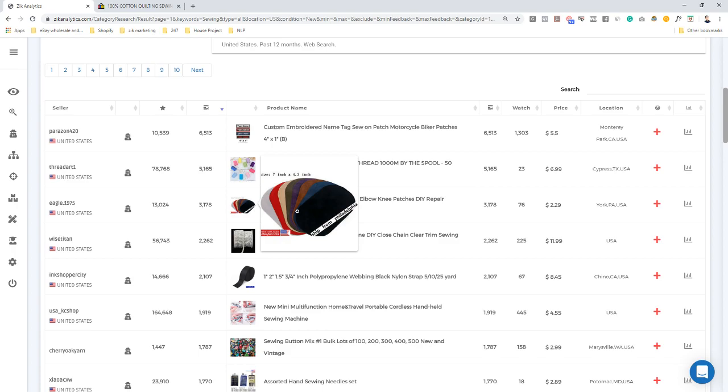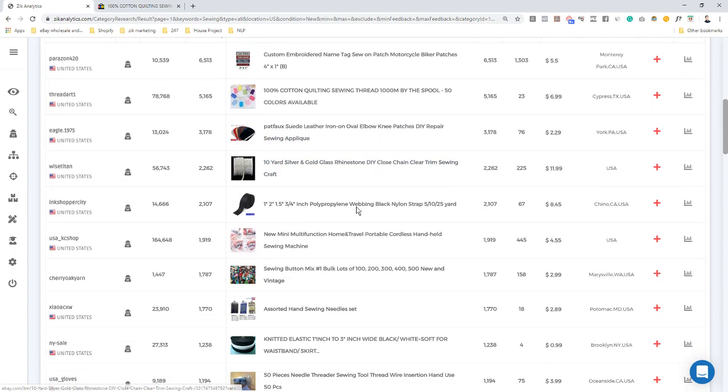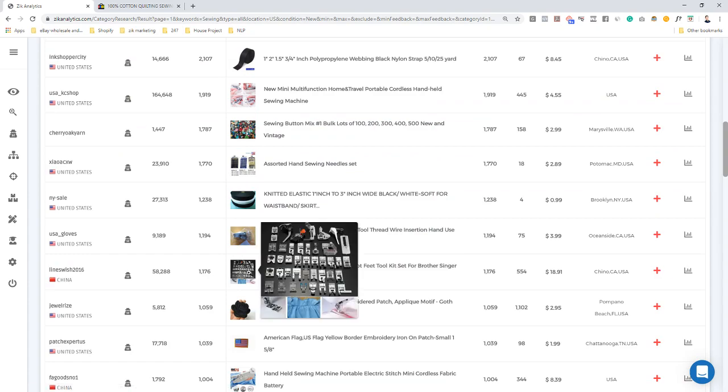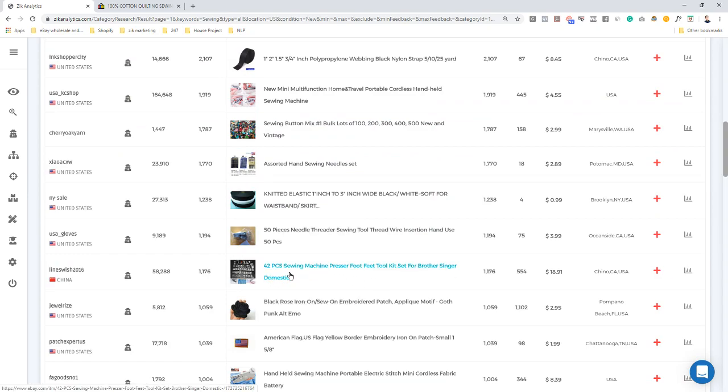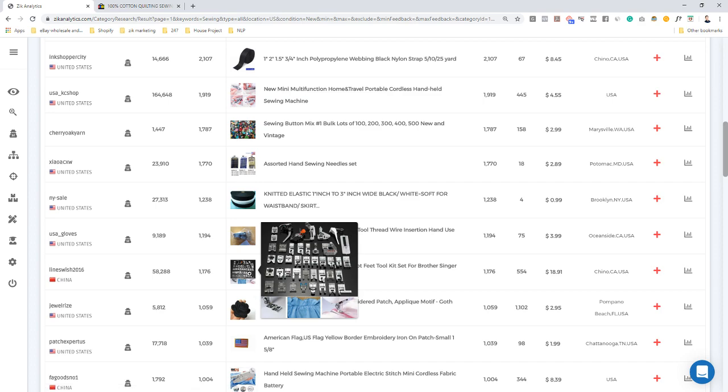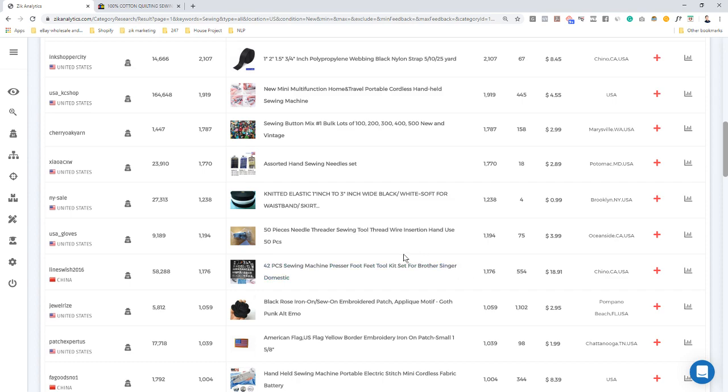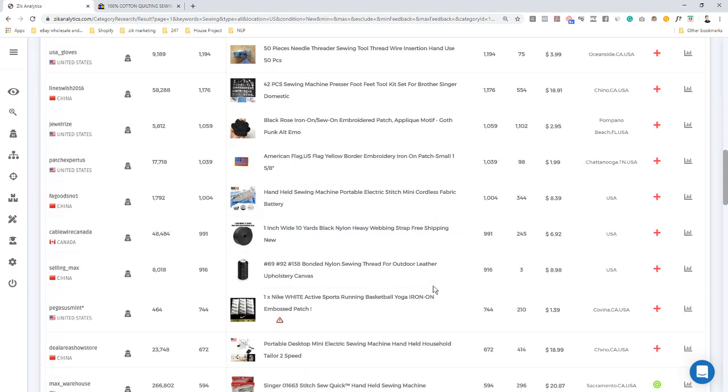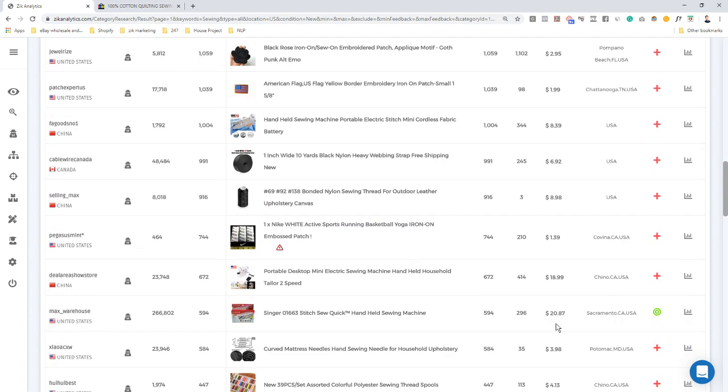Let's move on and see. We have this one here selling for $2. Usually I don't like to work with $2. Let's try to look for some more expensive products down the road here. So here we have a 46 pieces sewing machine presser foot fit toolkit set for Brother Singer. So these are products for a Brother or Singer machine. There are two very big brands in the sewing machines, and these brands attract a lot of traffic. People sell materials, unique parts, and so on. Let's scroll down through the list here and see if we see something extraordinary, some unique performance.